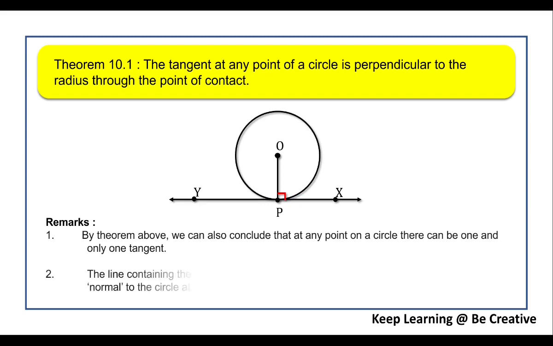Now the next point which we can conclude is that the line containing the radius through the point of contact is also sometimes called the normal to the circle at that point. We know that normal is the perpendicular to the surface, that is, here the surface will be your tangent XY and OP will be perpendicular to that. So sometimes it is also called the normal at that point.